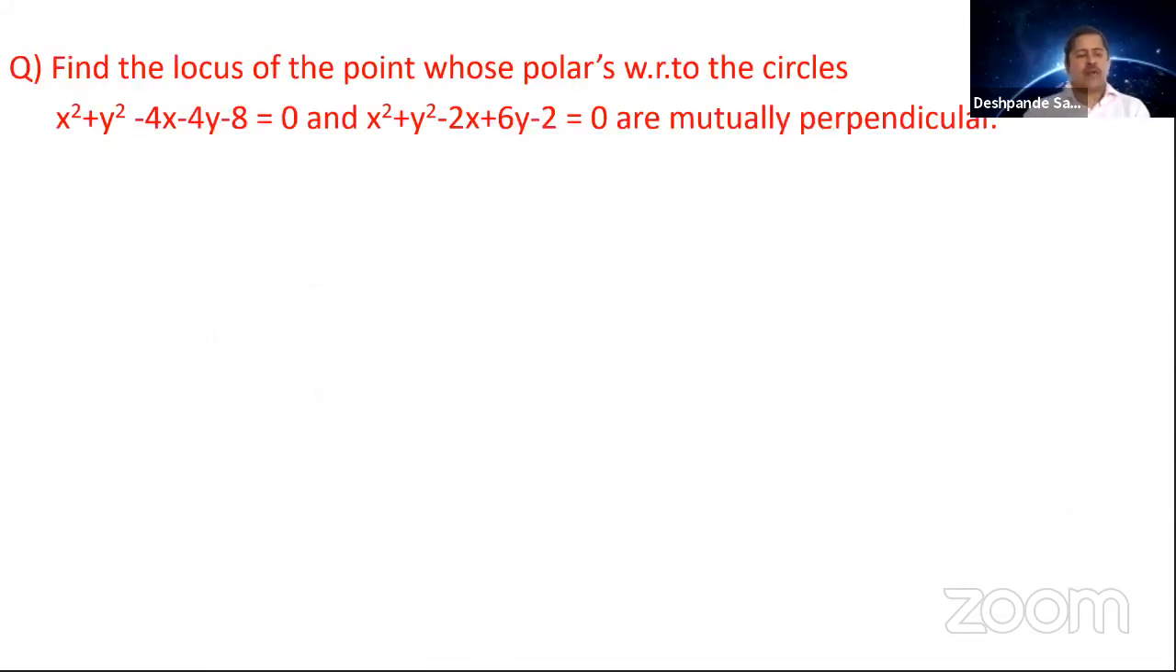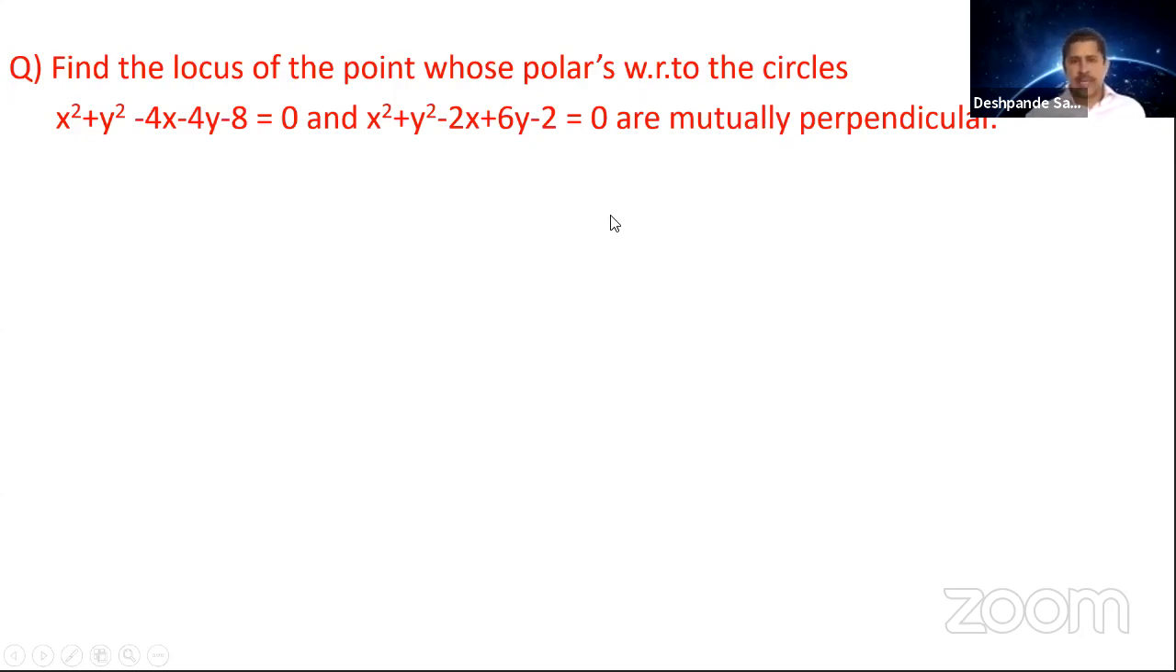Okay, so let us take another problem. Find the locus of the point whose polars with respect to the circles x square plus y square minus 4x minus 4y minus 8 is equal to 0, and x square plus y square minus 2x plus 6y minus 2 is equal to 0 are mutually perpendicular. Here you have two circles, and for both circles you are going to find the polars. A polar is a straight line. So what you have to show is that the polar of the first circle and the polar of the second circle are mutually perpendicular.